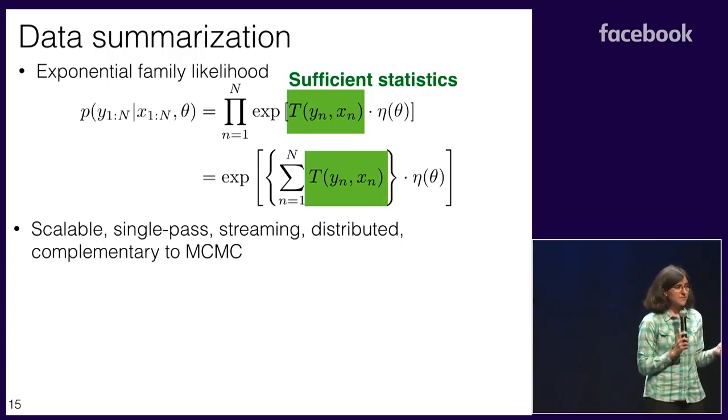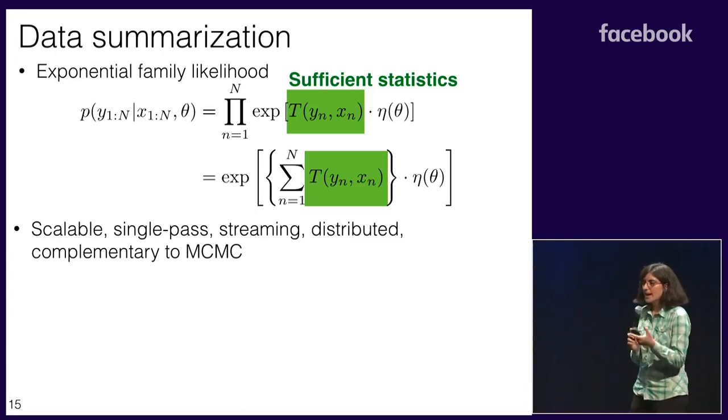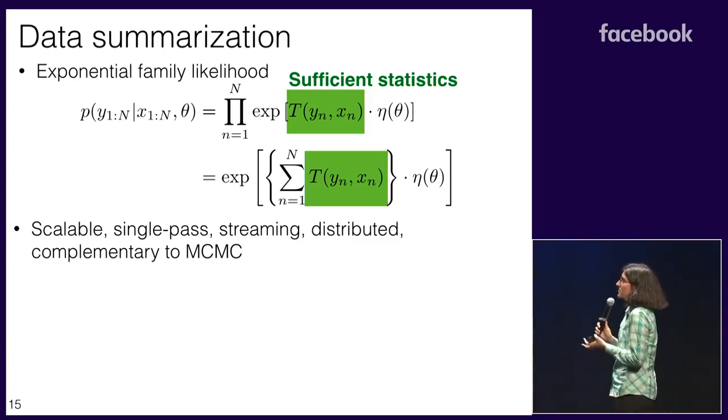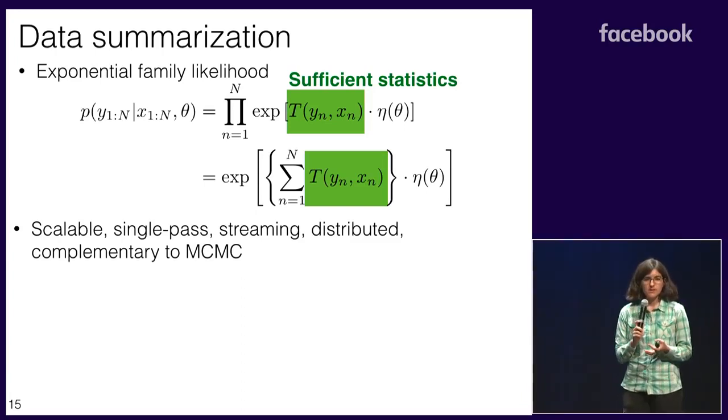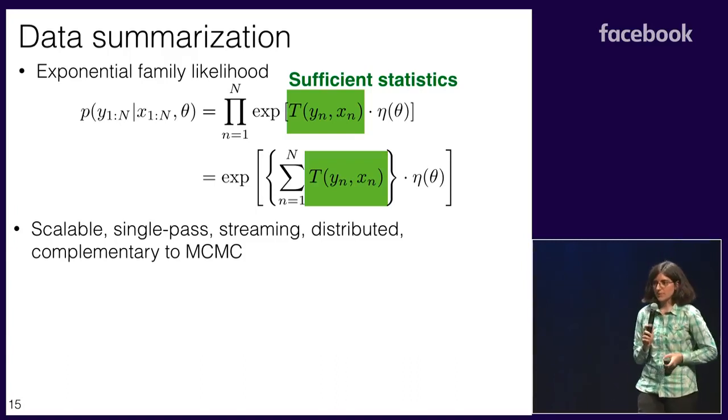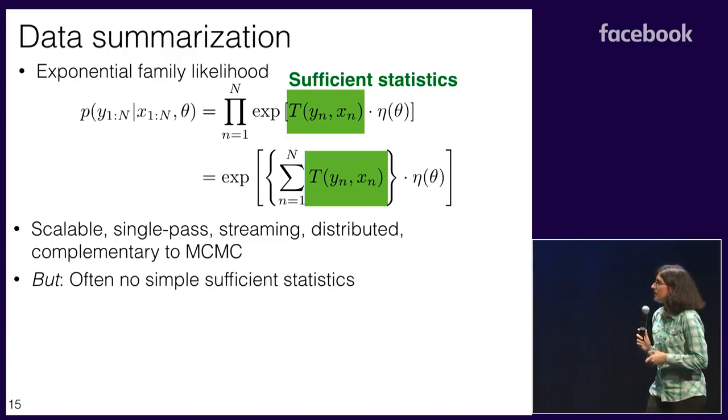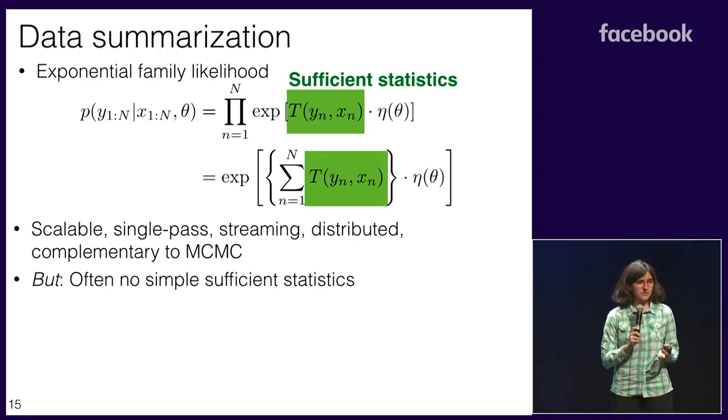So I'm not assuming that we have to have conjugacy here. We can have any type of prior that we want. It's just that MCMC is going to be super simple when we only have to deal with this low-dimensional representation of the data. Of course, the whole problem is that we don't always have sufficient statistics.